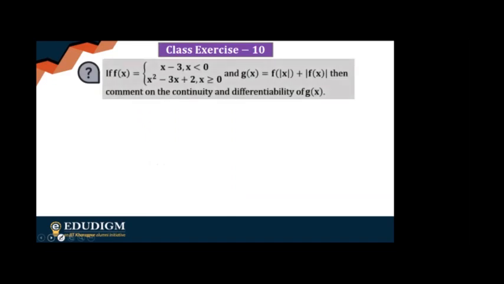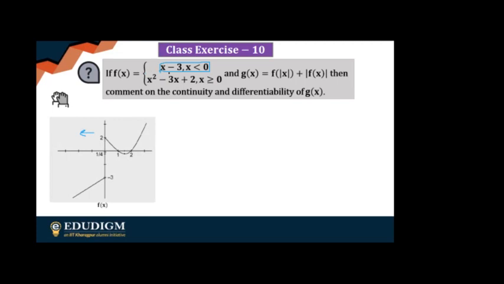Okay. Last sum. You have to comment on the continuity and differentiability of g(x). First of all, we are going to try and explore this with the graph. So this is the graph we have. Okay, simple things that we are using here. This is very simple for x less than 0. All right, x less than 0 means this side of the y-axis.